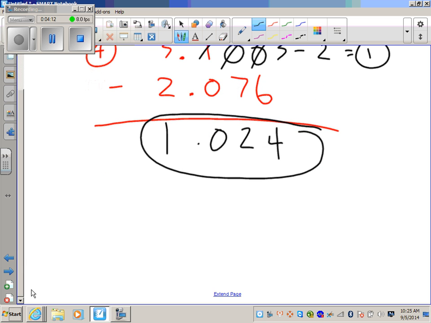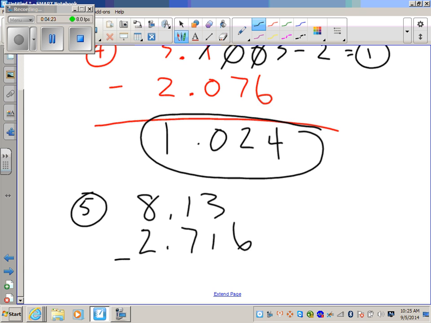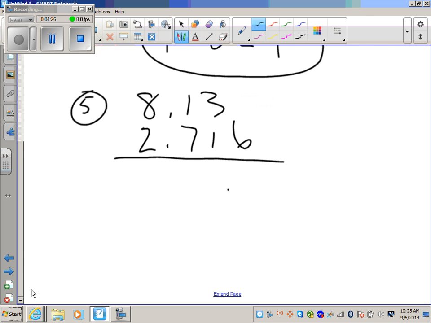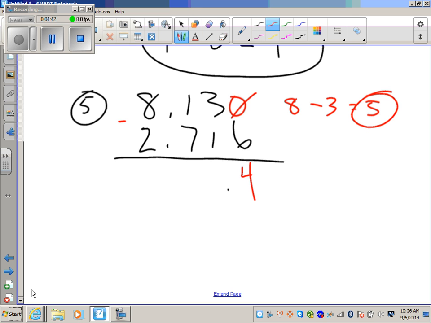Five. All right, let's put a 0. 8 minus 3 equals 5. So 10 minus 6 is 4. 2 minus 1, 1. Do I need to bring this to 11 or to 10? It's 11 because I'm okay. 4, there's my decimal, but I do have to bring that down to a 7. So 5.414. Close enough to my estimate.